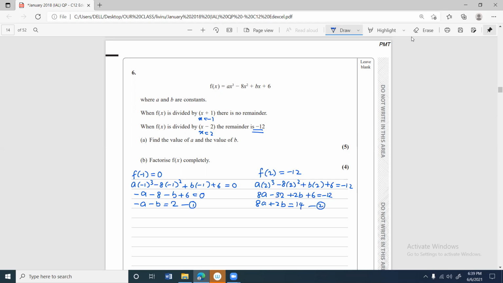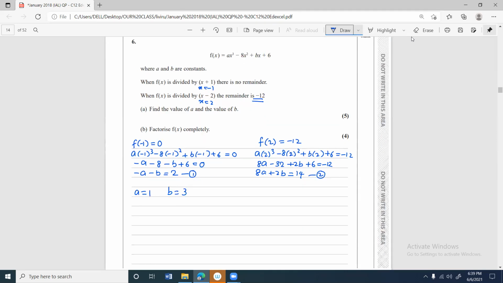By solving these two as simultaneous equations, you can obtain the answers for a and b. I will do it from the calculator, but you need to work it out in the examination. You can use the calculator to make sure the answers are correct, but you have to do it manually and get it right. Okay, now this is the answer for a and b.